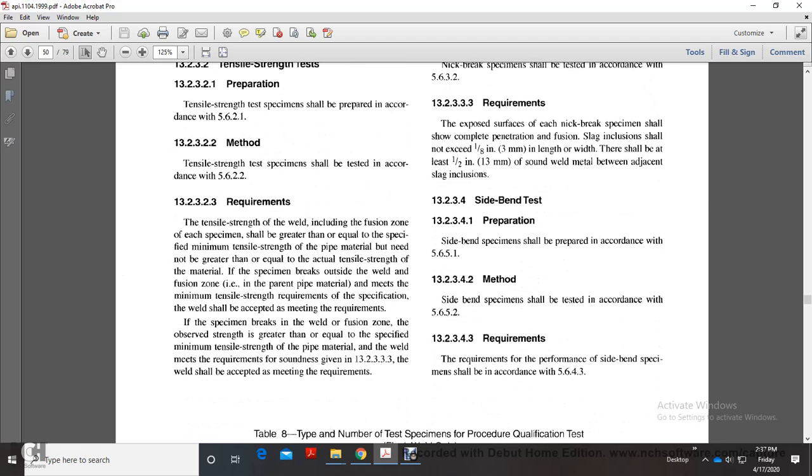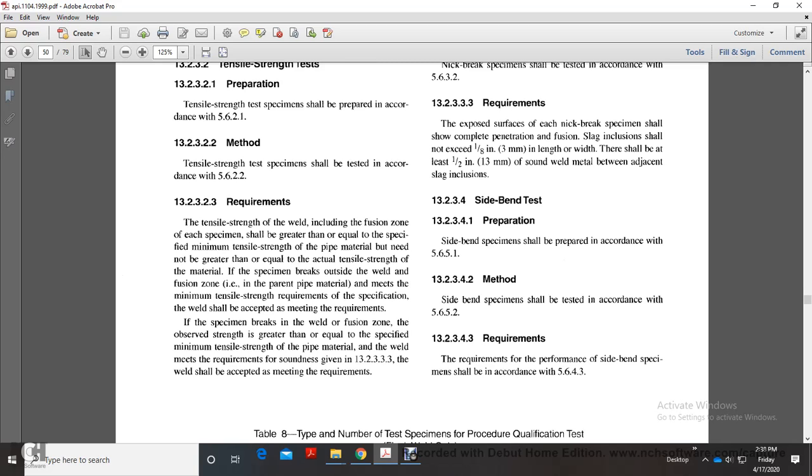The tensile strength of the weld included in the fusion zone of each of these specimens shall be greater than or equal to the specified minimum tensile strength of the pipe material, but not necessarily greater than or equal to the actual tensile strength of the material. If the specimen breaks outside of the weld or fusion zone and the parent pipe material meets the minimum tensile strength requirements of the specification, the weld is acceptable, meeting the requirements.